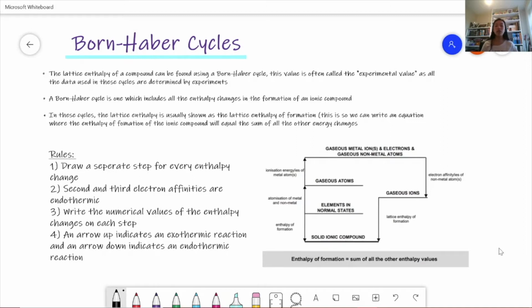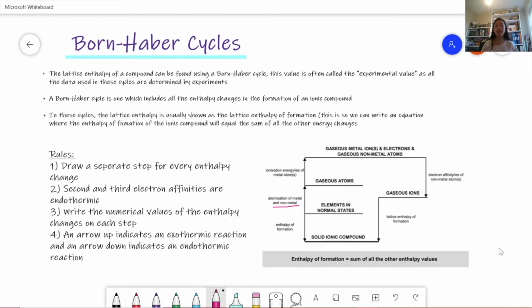And so there are a few rules to drawing these cycles. So the first is to draw a separate step for every enthalpy change. And so we can see on this example of a general Born-Haber cycle that the lines represent the steps. So we have, for example, this atomization of metal and non-metal. So that would be one step. And then we would have another step where you get the ionization energies of metal atoms.